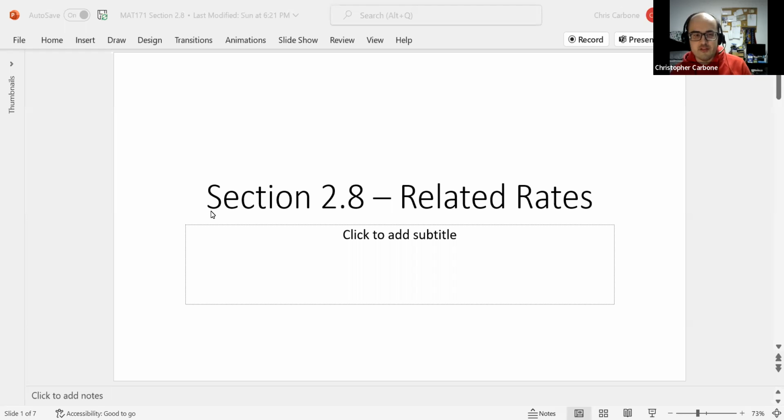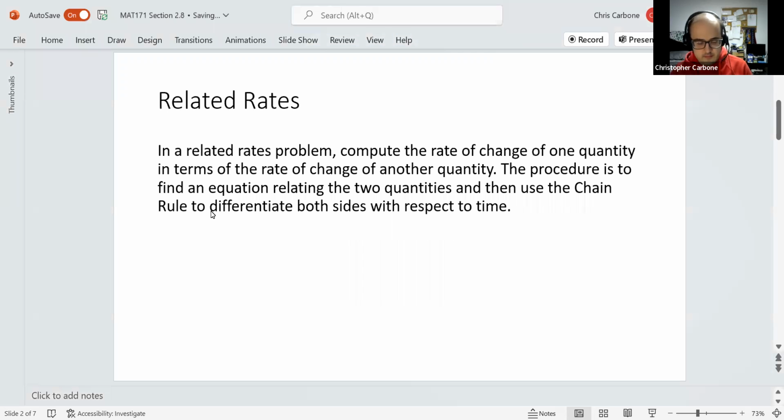Welcome to section 2.8 on related rates. In a related rates problem, we want to compute the rate of change of one quantity in terms of the rate of change of another quantity. The procedure is to find an equation relating these two quantities and then use the chain rule to differentiate both sides with respect to time.